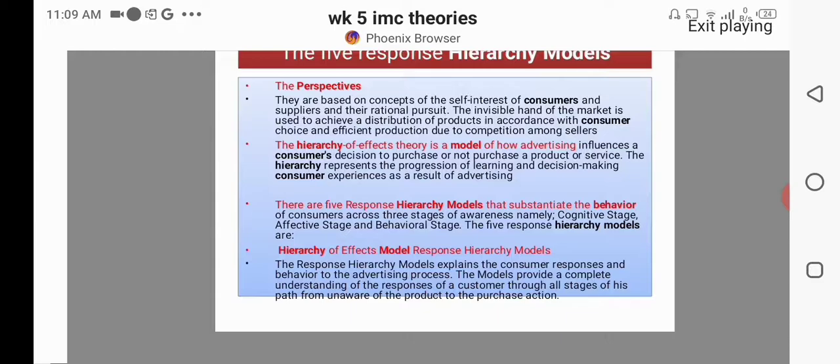The 5 response hierarchy models are based on the response hierarchy model, which explains the consumer response and behavior to the advertising process. The model provides a complete understanding of the response of the consumer through all stages of this path, from being unaware of the product to the purchase decision.